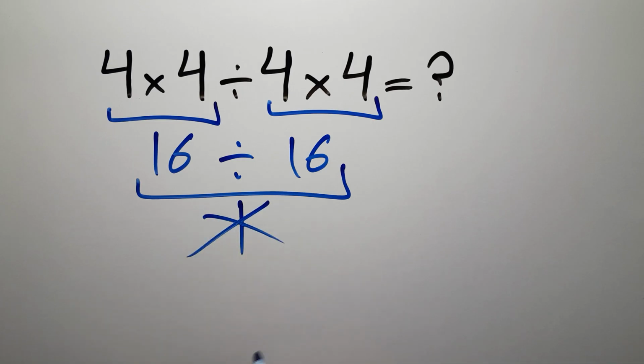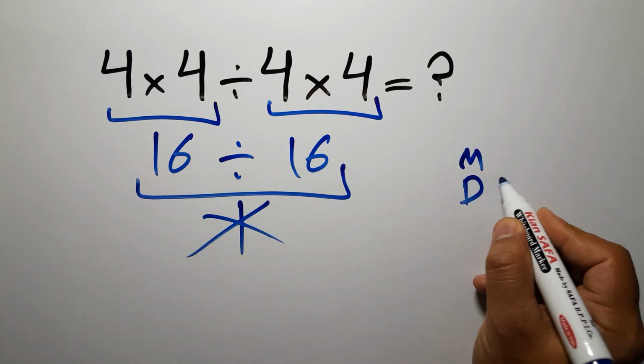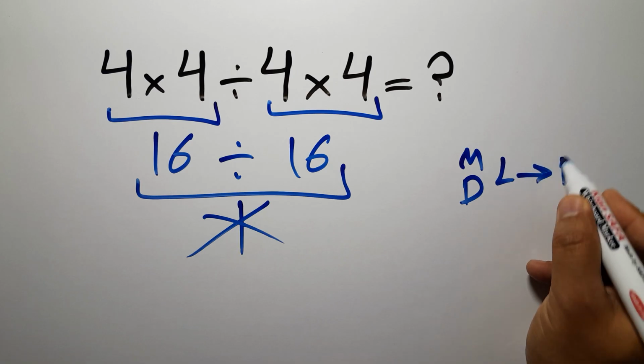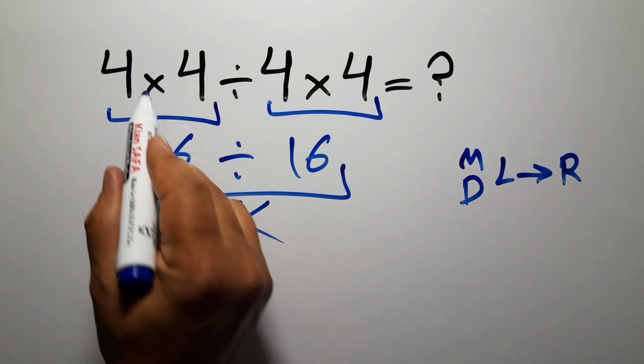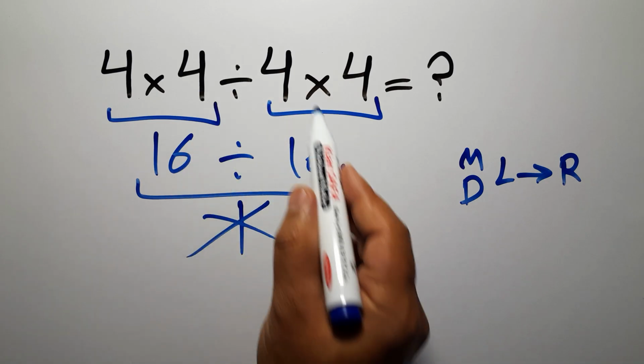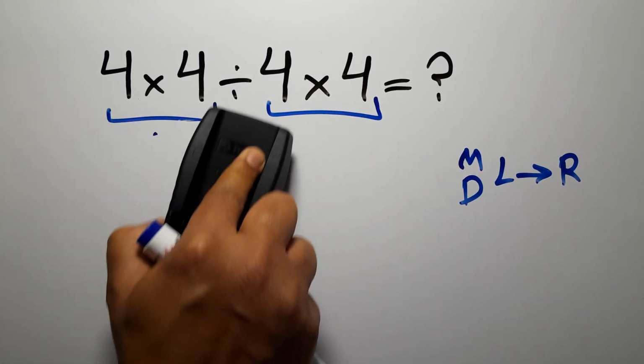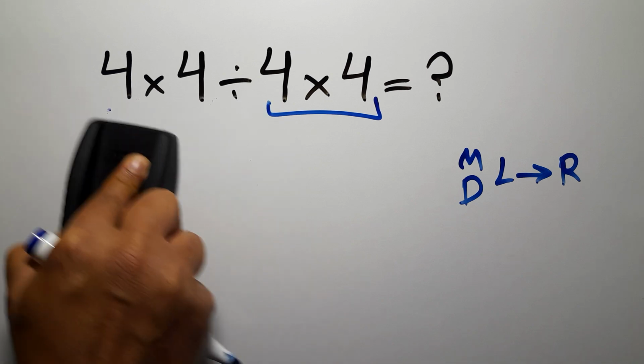But this answer is not correct, because according to the order of operations, multiplication and division have equal priority and we have to work from left to right. So here first we have to do this multiplication, then this division, not this multiplication. We have to work from left to right. Okay?